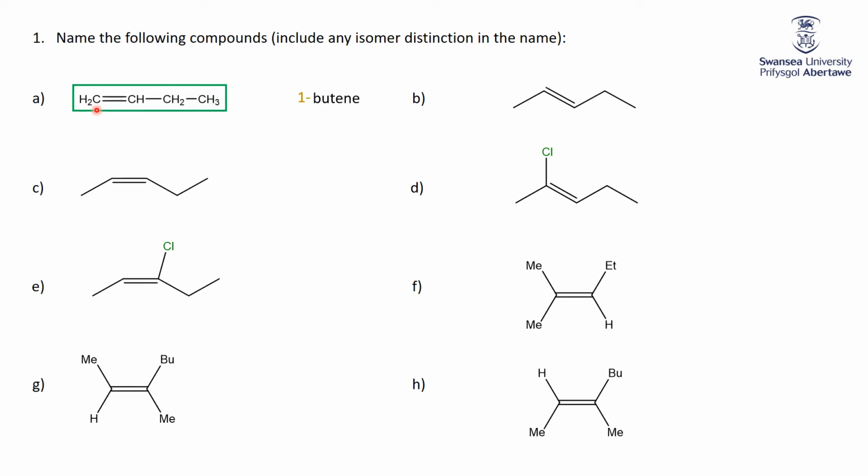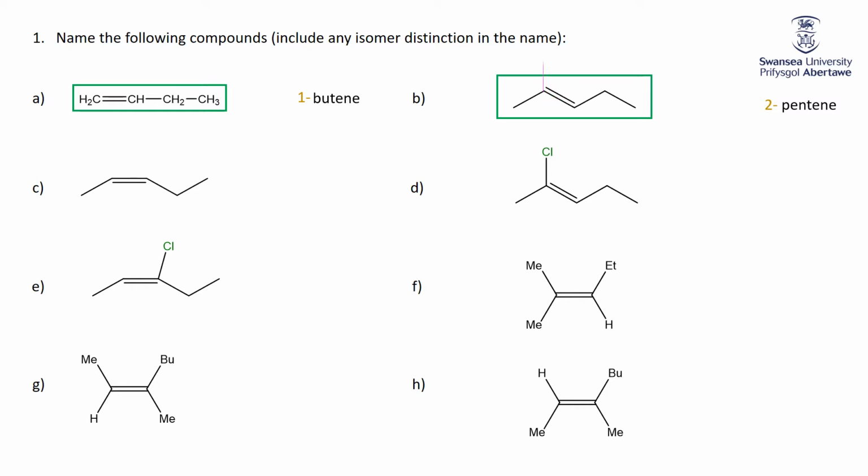To have to worry about E and Z, you've got to have 2 different things on each of the carbons of the double bond. Moving to B, 1, 2, 3, 4, 5, so it's a pentene. Double bond starts at carbon 2, so 2-pentene. Now in this case, however, we do have to worry about E or Z because both of these carbons have got 2 different things on them.